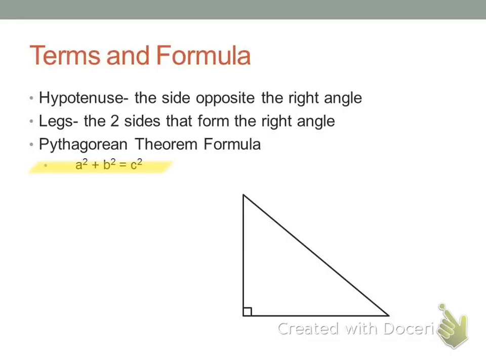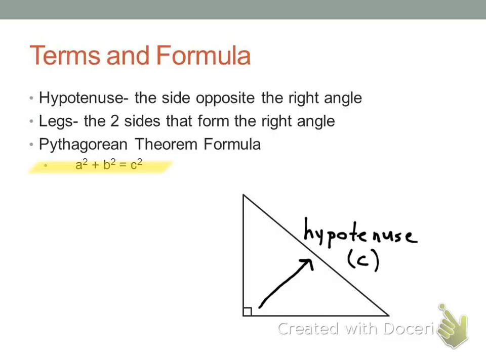The hypotenuse is the side opposite the right angle. Okay, so this is what we call the hypotenuse. It's the side opposite the right angle. It's important that you don't get this side confused with any other sides. In the formula, it is represented by the variable c. The variable c is the variable that we use to represent the hypotenuse.